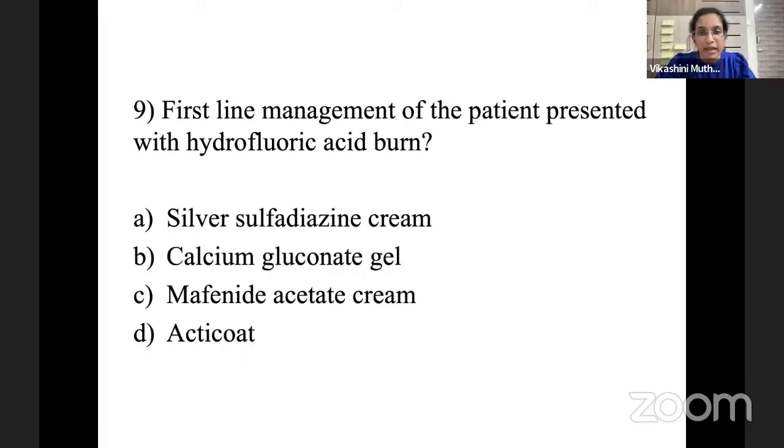Next, first line management of a patient presented with hydrofluoric acid burn. What is the first line management you do? Silver sulfadiazine cream, or calcium gluconate gel, or mafenide acetate cream, or Acticoat.